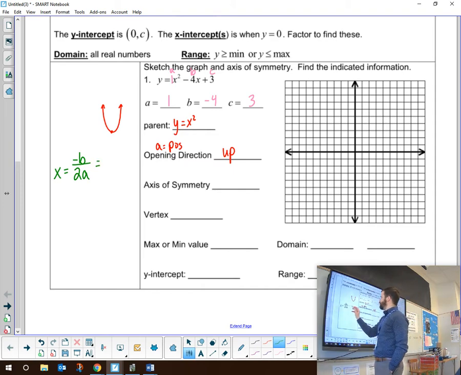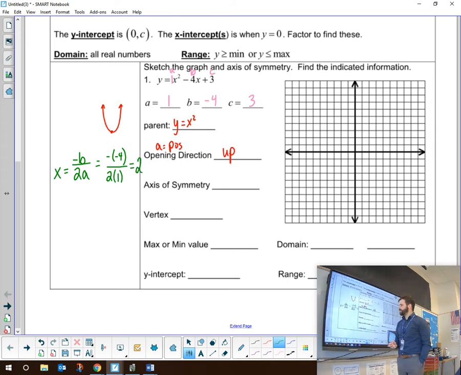So for this problem, my b is -4, so we're going to go -4 over 2 times my a, and my a is 1. Okay, so a -4. Remember, that makes a +4. And 2 times 1 is 2, so we're going to have 4 divided by 2. So that's just going to be 2. 4 divided by 2 is 2. So my axis of symmetry is x equals 2.